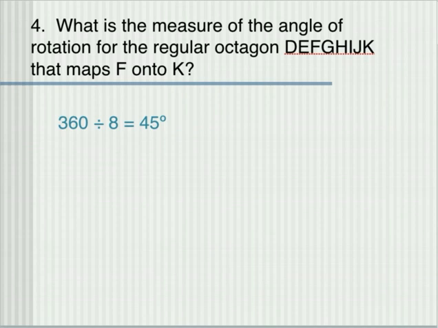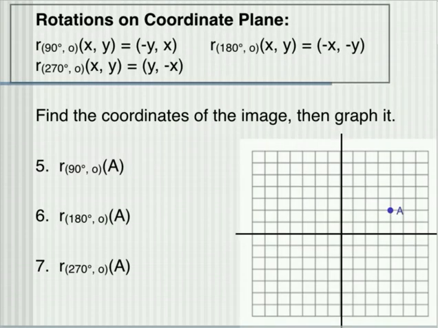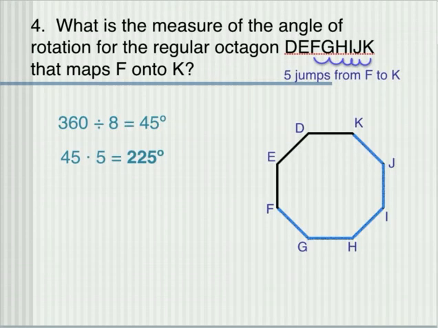So to figure out what degree rotation would map F onto K, you can look at the name and figure out how far apart F and K are. Going from F to K is 5 jumps. So if each jump is 45 degrees, that's 45 times 5, 225 degrees total. If you really wanted to, you could draw the octagon, but you don't really need to. Unless you're a very visual learner, you could probably get away with just looking at the name of the shape.